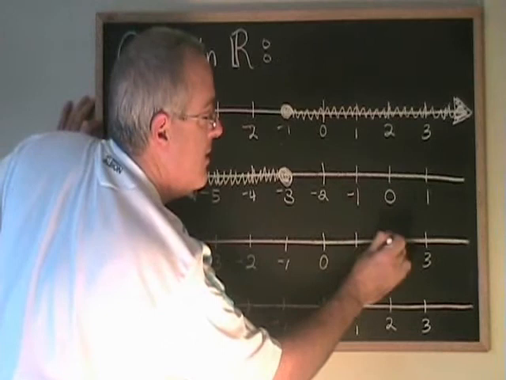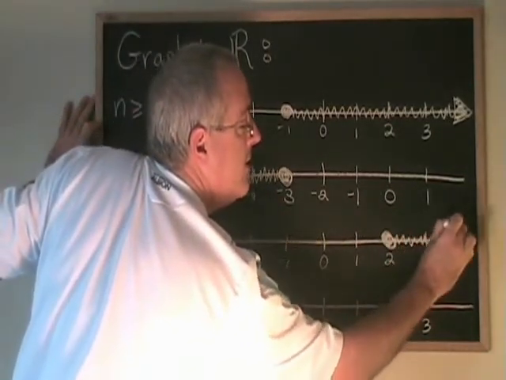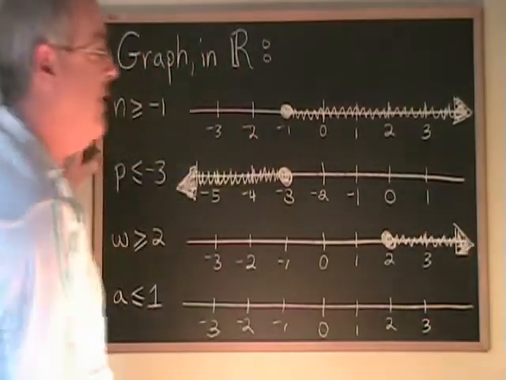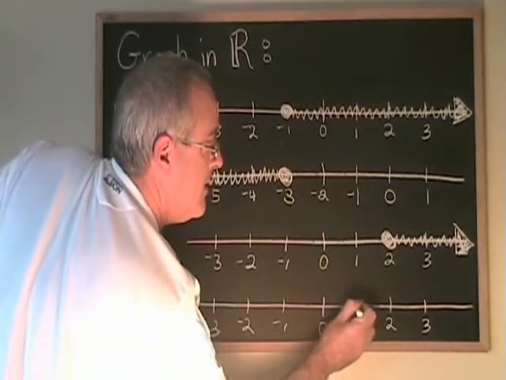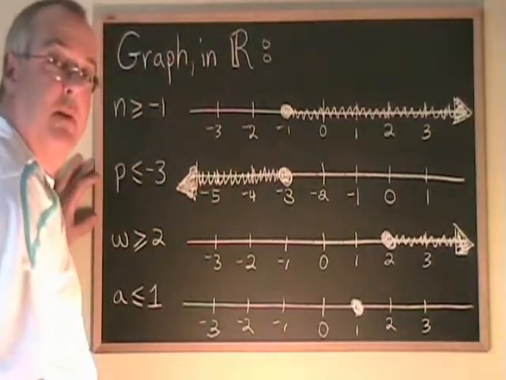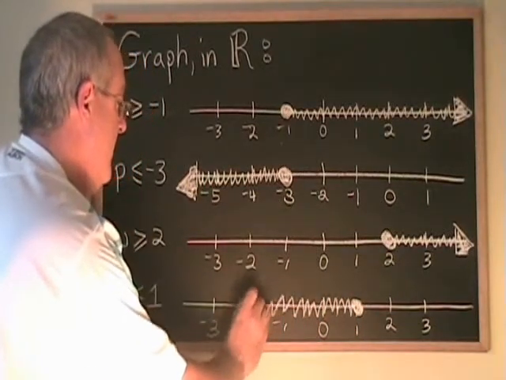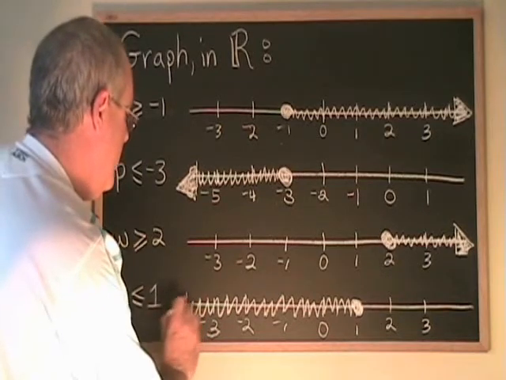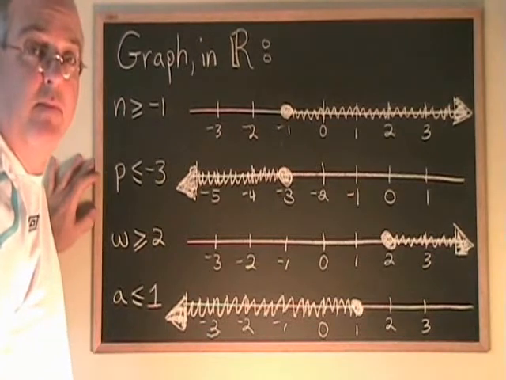w greater than or equal to 2. 2 is equal to 2. It's part of the answer. All the numbers greater than 2 are over here. I use shading to show them. And then I make an arrow to show that it keeps going. a less than or equal to 1. 1 is part of the answer. I put a dot there. All the numbers less than 1 are part of the answer, so I use shading to show them. And then put my arrow to show that it goes on and on and on forever in the negative direction.